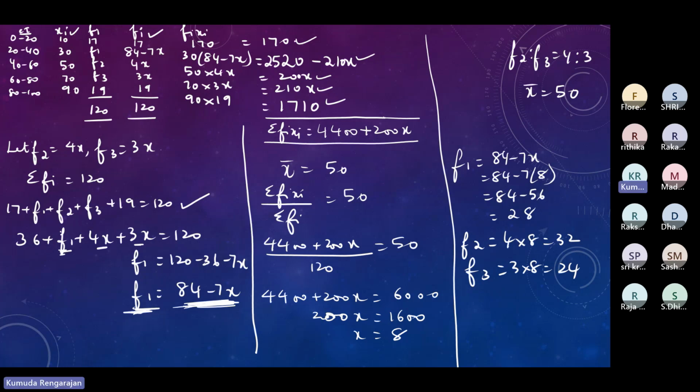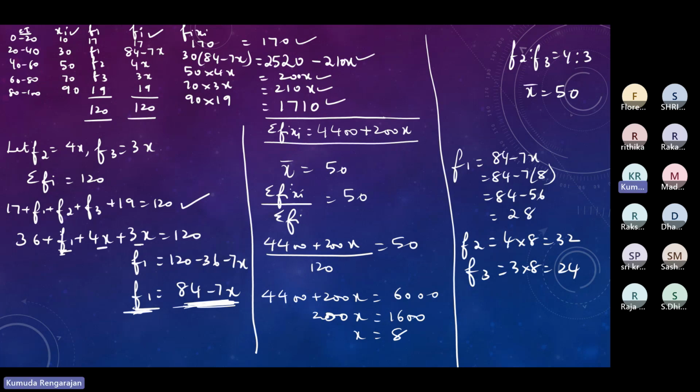So the Fi Xi column has some constants and X variables, like there are terms which have X in them. So be careful when you're adding. You can add or subtract only like terms. So add the constants, and simplify the constants and the X terms separately. So you get 4,400 plus 200x.